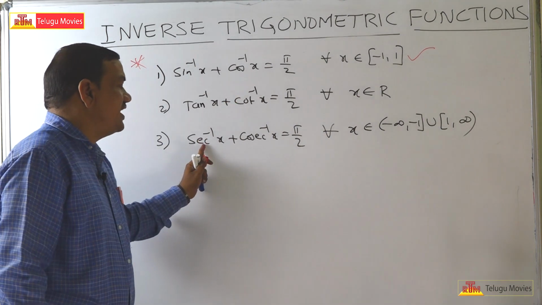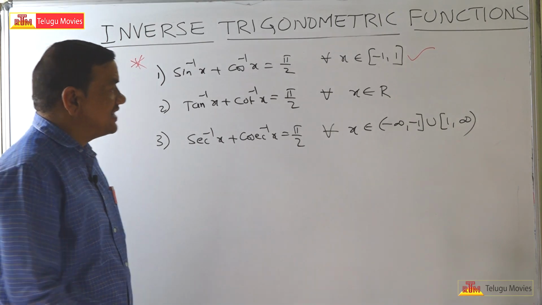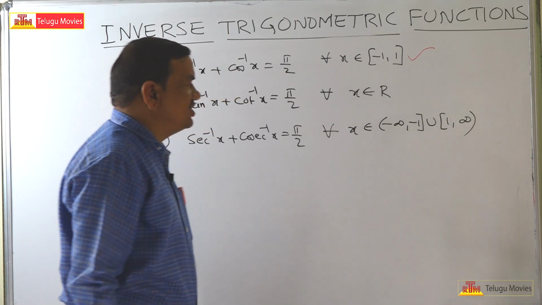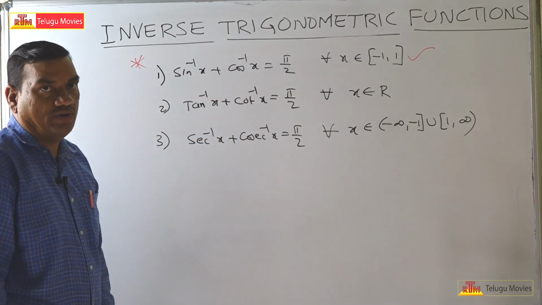Secant inverse of x plus cosecant inverse of x is equal to pi by 2 for all x belongs to R except the interval minus 1 to 1, that is, x belongs to minus infinity to minus 1 union 1 to plus infinity. Okay?